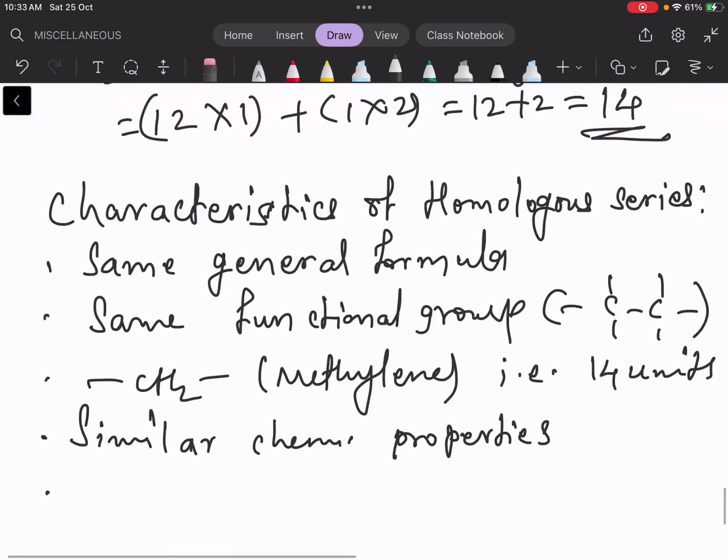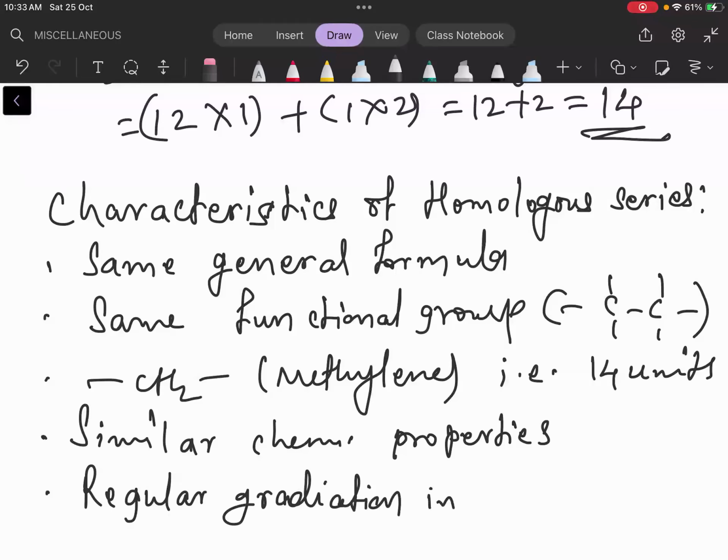Okay. They show regular gradation in physical properties. Regular gradation in physical properties. Okay. Is there any doubt to anybody about this? Yes. Is there any doubt? No. So what is a homologous series?